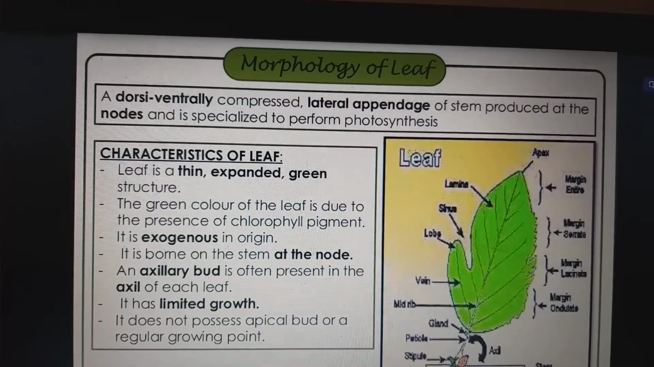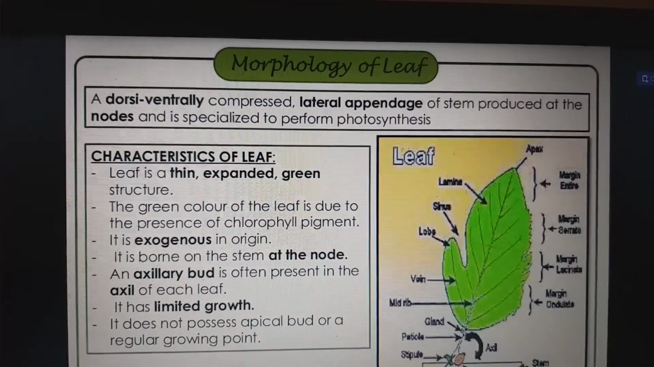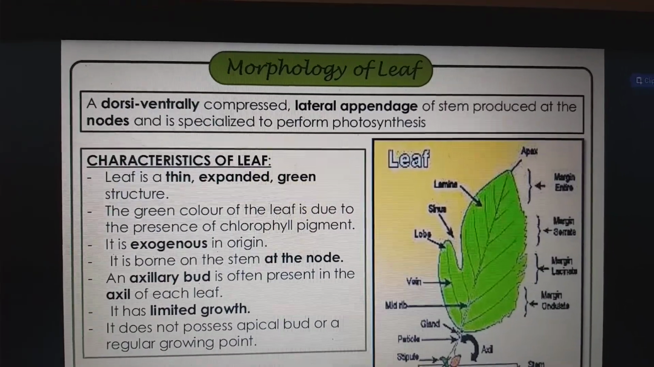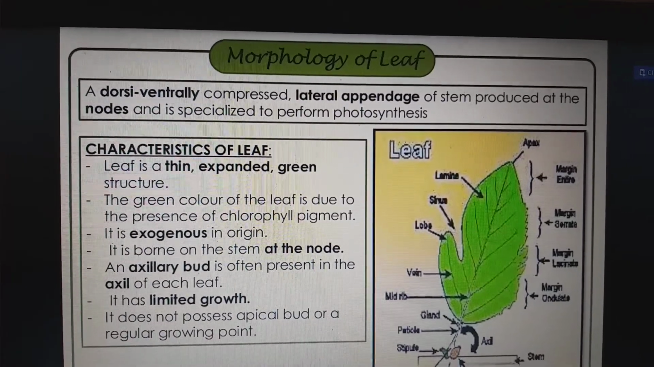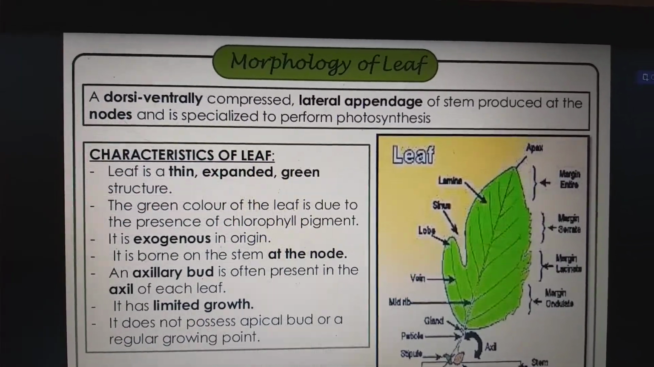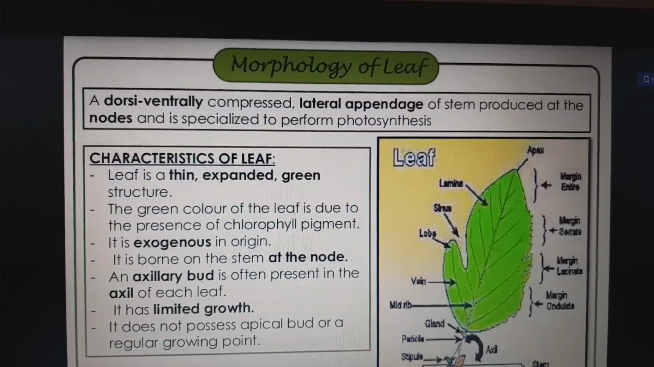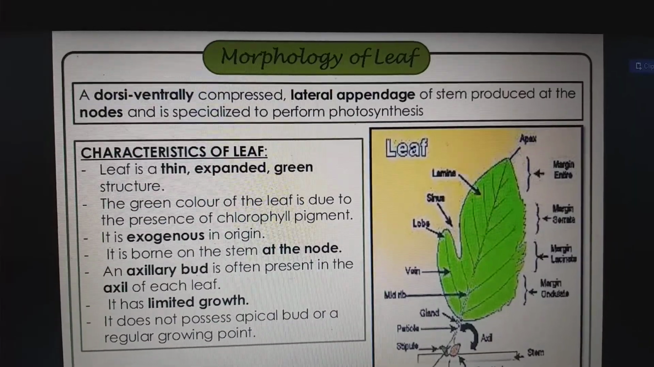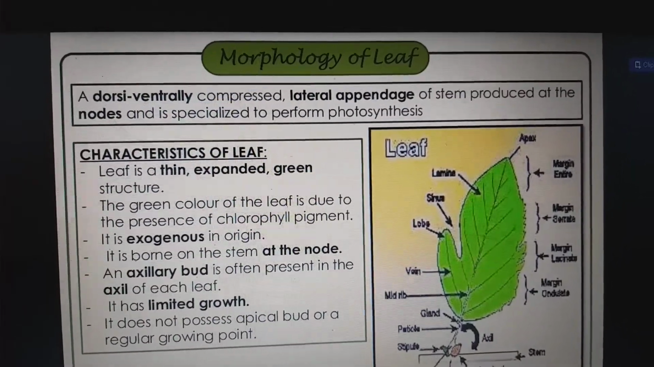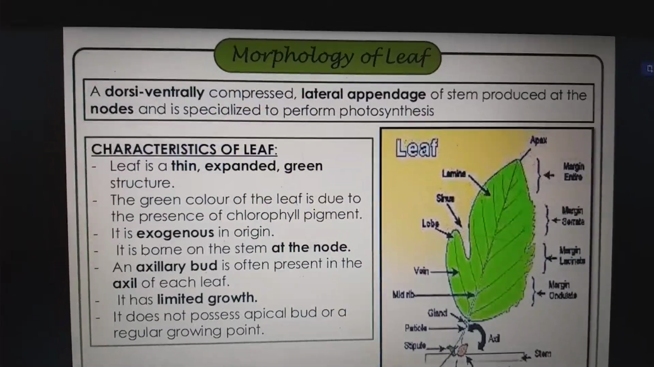So the leaf is a thin, expanded, green structure because it is the one which performs photosynthesis. Because of that it is green in color. The green color of the leaf is due to the presence of chlorophyll pigment. It is exogenous in origin. It is borne on the stem at the node. An axillary bud is often present in the axil of each leaf. It has limited growth and does not possess an apical bud or a regular growing point.